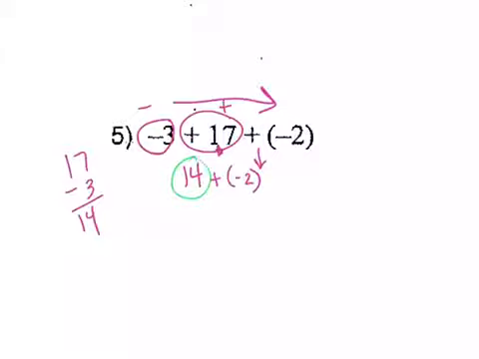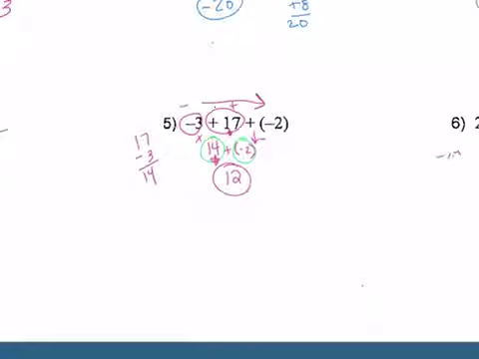So I've got a positive 14 and a negative 2. Since they're different, I'm going to subtract them. That'll give me 12, and my bigger digit was positive, so my answer is positive.